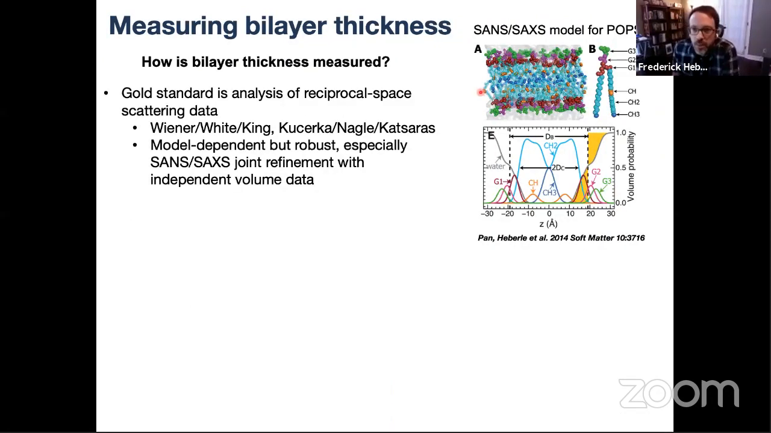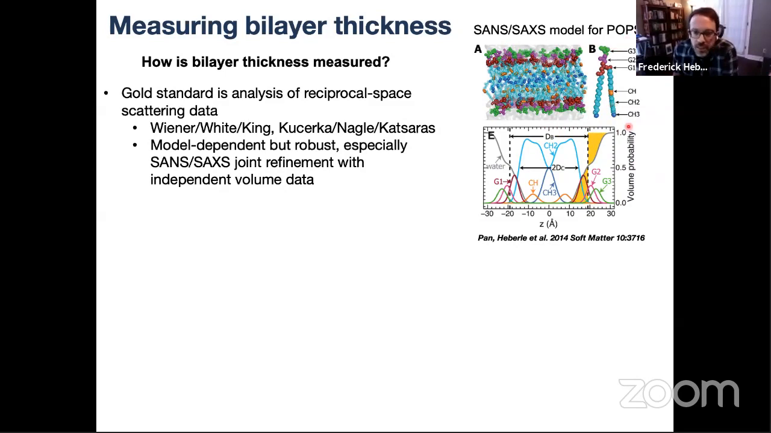So how is bilayer thickness typically measured? Well, the gold standard is a joint analysis of neutron and X-ray scattering data. That was pioneered by Wiener, White, and King in the early 90s. And then Kučerka, Nagle, and Katsaras and others later modified and extended that analysis to extruded vesicles. And this is one example where we used the Kučerka methodology to determine the bilayer structure for POPS.